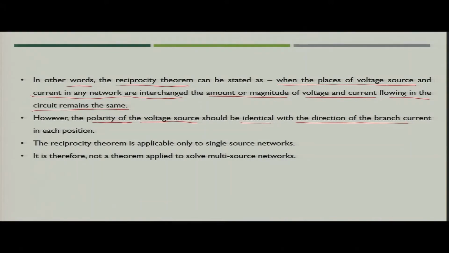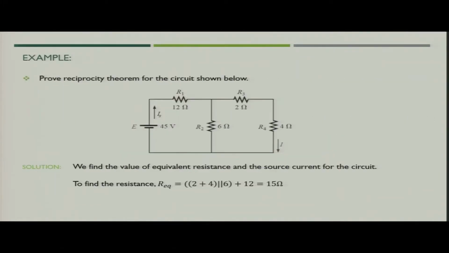An important factor to keep in mind is that the reciprocity theorem is applicable only to a single source network. If there is a network where multiple sources are connected, you cannot use the reciprocity theorem there. This is the limitation we must always keep in mind, otherwise we will use the theorem wrongly. Now, let us understand this aspect with the help of one example, so that you are clearer about the theorem.